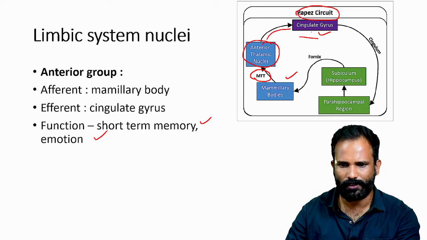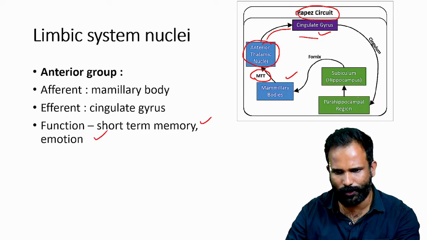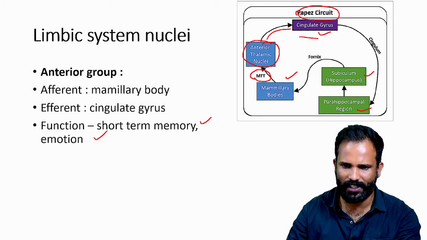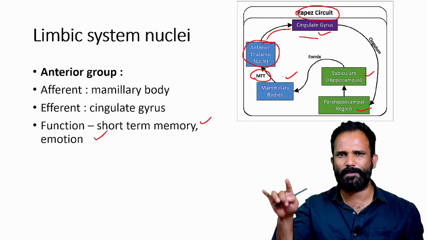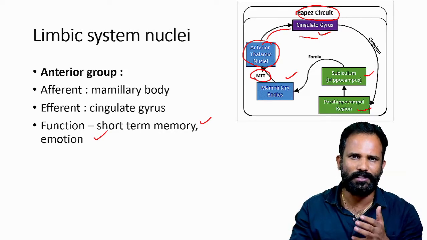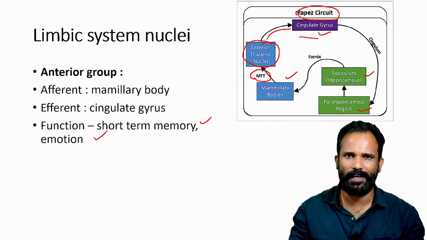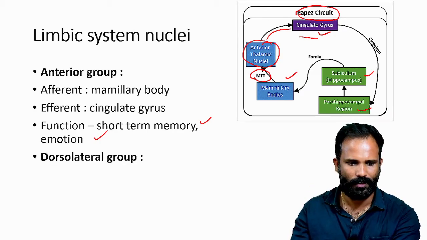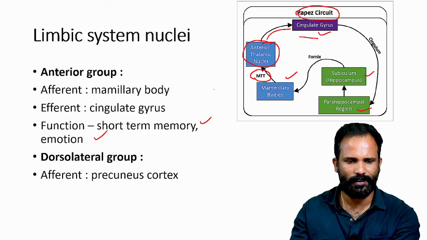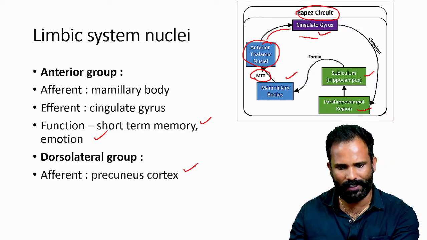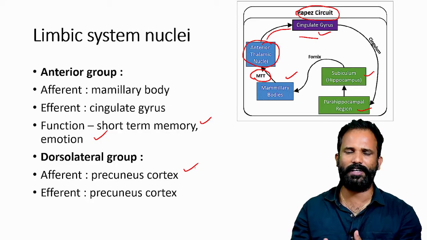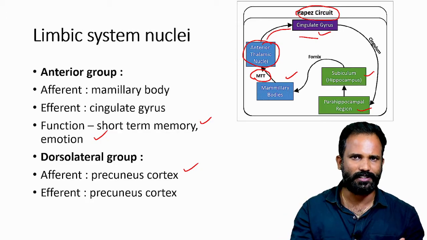So completing the Papez circuit, other two parts are parahippocampus and hippocampus, which again connects to the mammillary body. So this is called Papez circuit. Our thalamus, which is anterior nucleus of thalamus, is concerned with memory and emotions, memory in specific short-term memory. Dorsolateral group is there, which is having afferent precuneus cortex, and efferent is also precuneus cortex and is concerned with emotions.